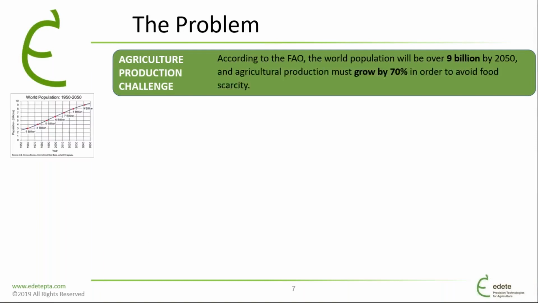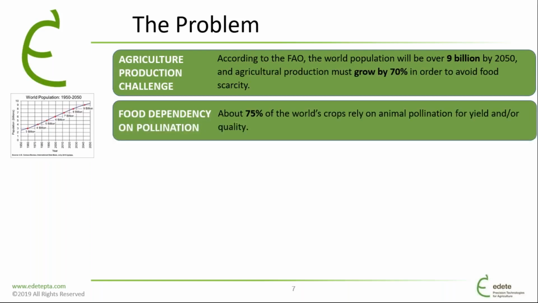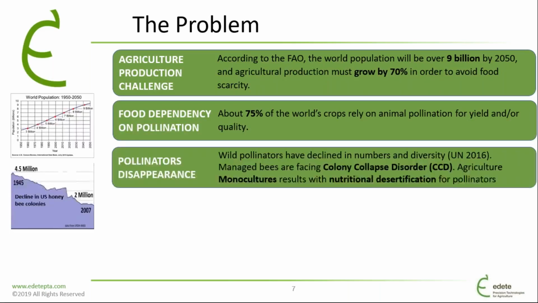The world population is growing rapidly, and we need to produce more food on the current cultivated area without damaging natural habitat, forest, and open areas. About 75% of the world's crops rely on animal pollination for yield and for quality. But pollinators are disappearing. Wild insects are declining in numbers and diversity, while honeybees are facing colony collapse disorder. If this trend continues, we'll face a lot of empty shelves in our supermarkets.